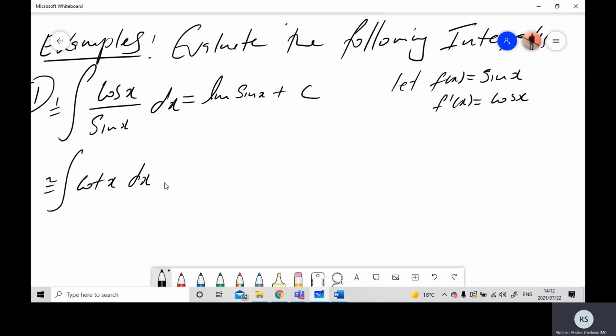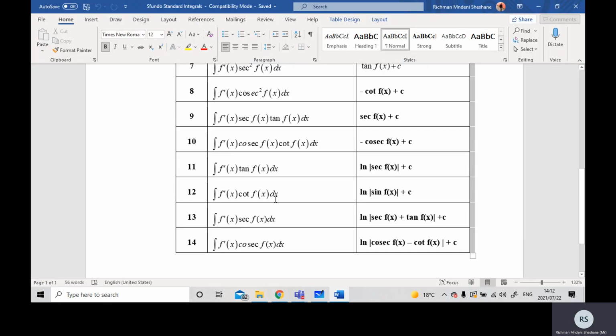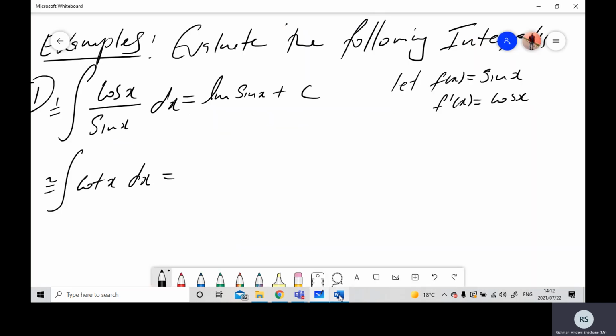Even if you use the trig form, when we use the formula for cot and treat f of x as x, the f prime will be 1. So the integral of cot x, where f of x is x, is going to be ln sine of x plus c. You see this formula gives us the same answer. According to this formula, the answer is also ln sine of f of x, which is x, plus c. We're getting the same answer.